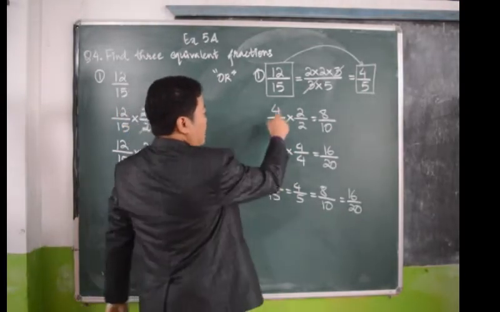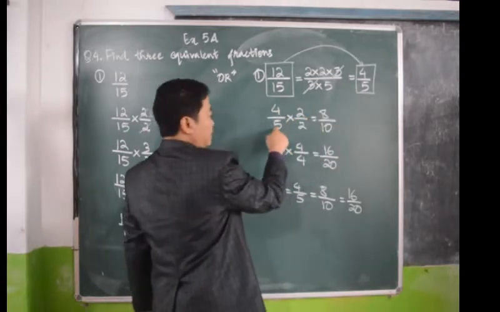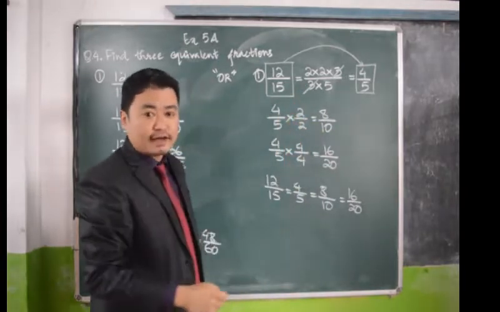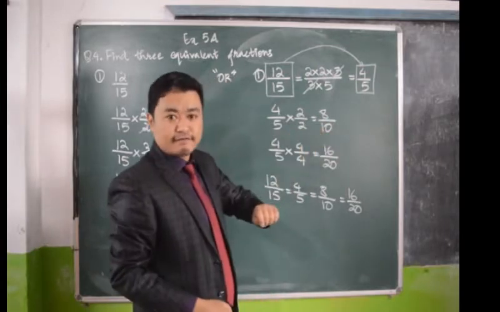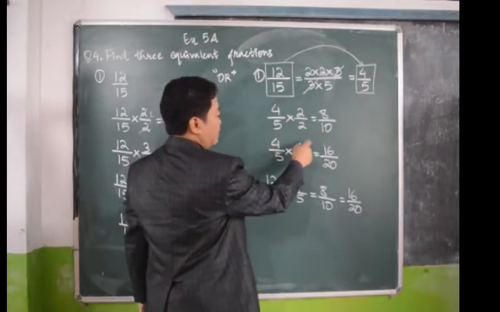So now see, numerator, 4 into 2 is 8. Denominator, 5 into 2 is 10. That means they have the same values, isn't it? This fractional form, this fractional form, and this fractional form have the same value. Similarly, now say 4 by 5 into 4 by 4.